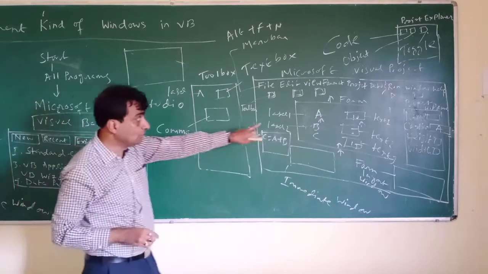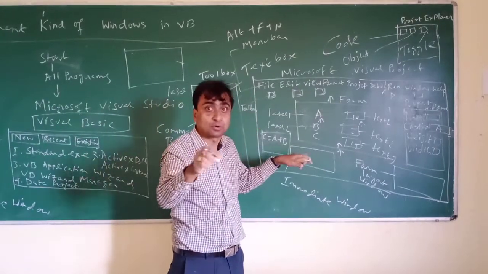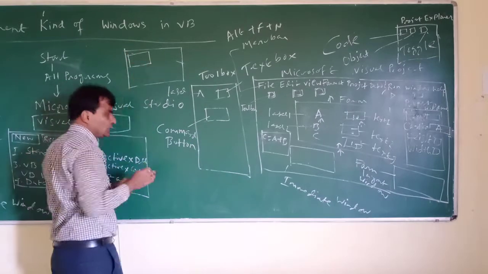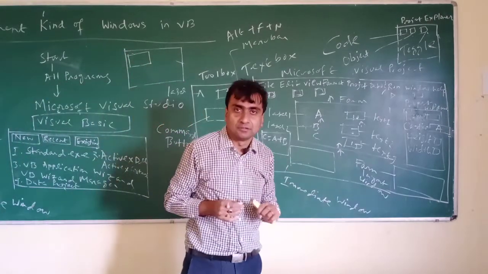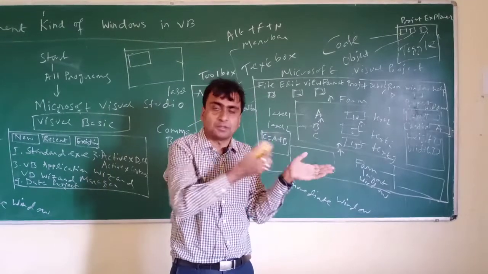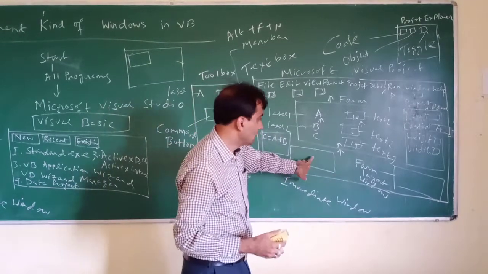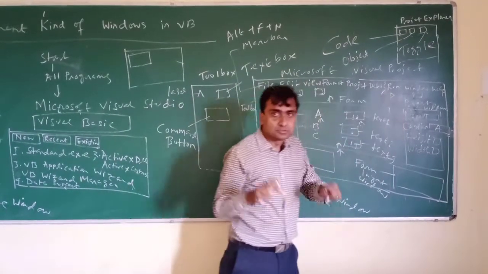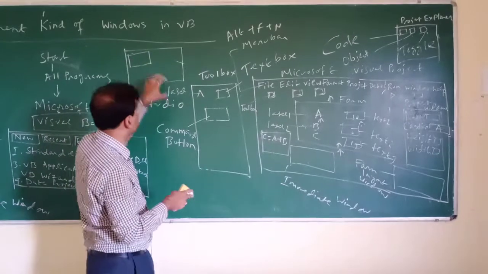Usually if you run your Visual Basic projects, the form will come on the left side because any output is left justified. Usually all the outputs in programming languages come from the left side only. So now if you click on this run, what will happen? It will show some output here.